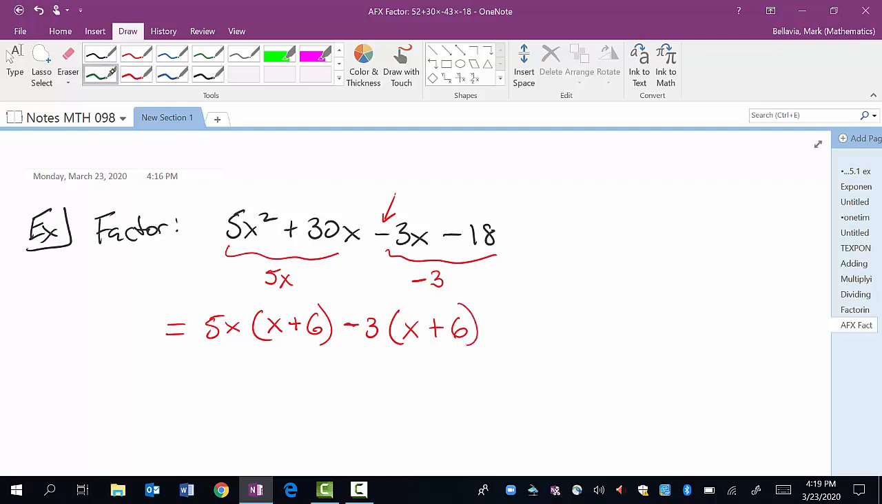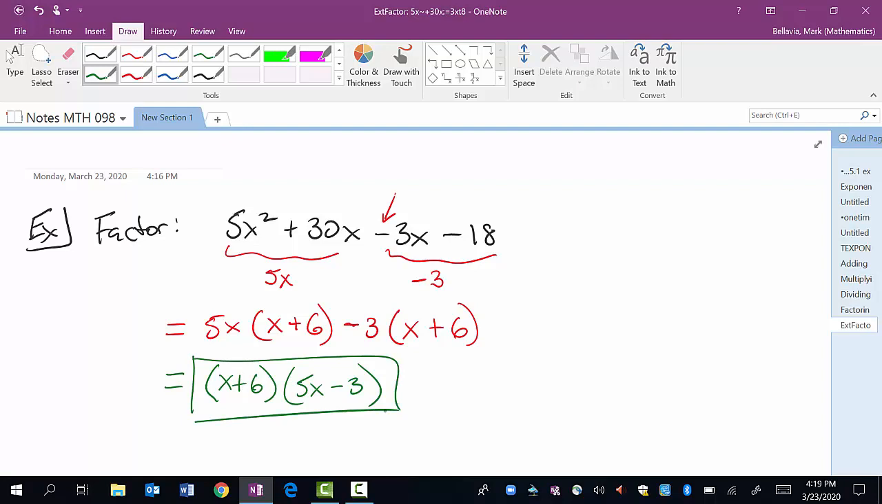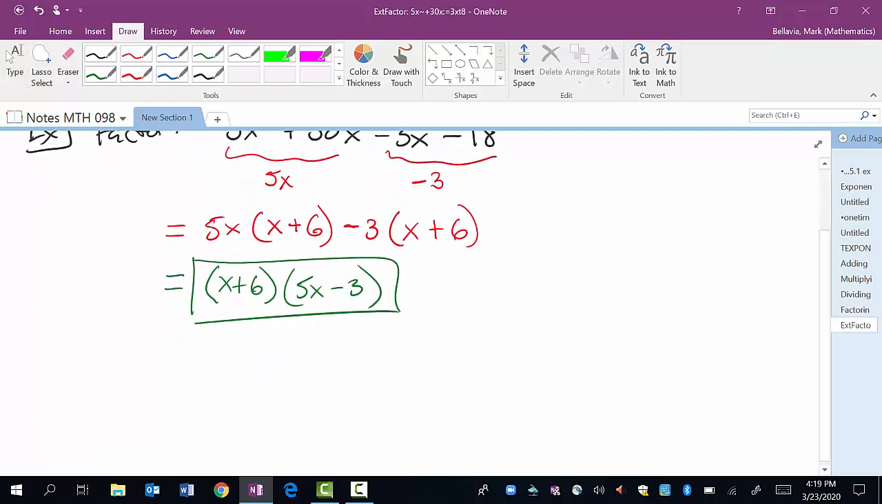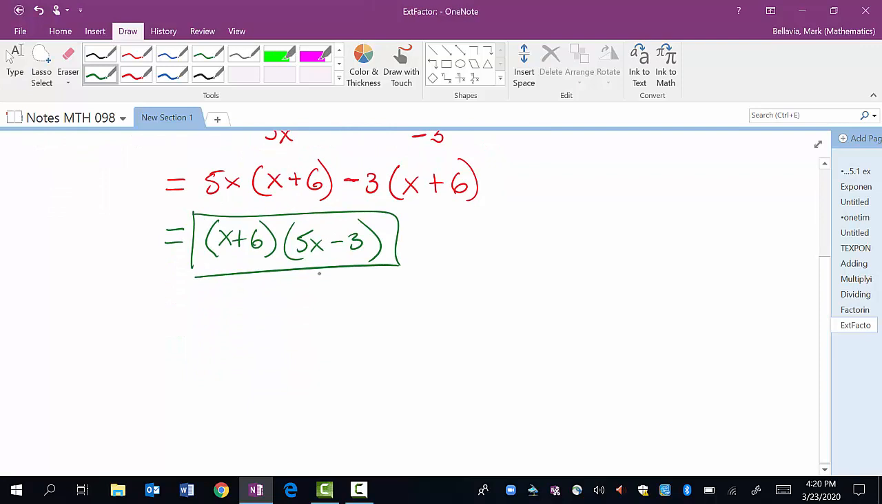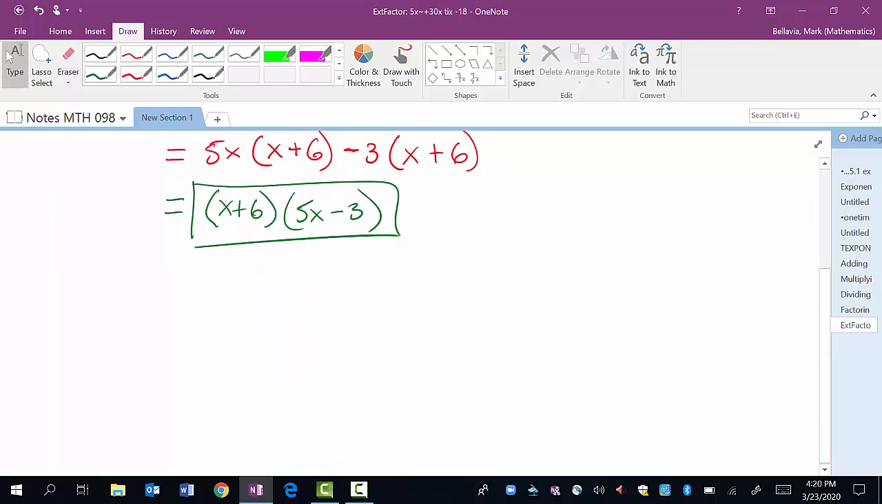Now, once you're here, remember when you're factoring by grouping, you're looking for a GCF to both terms. Remember, this is all one term, this is all one term. You want to find what they have in common. They have x plus 6 in common, and then whatever's left over from the front of each of them. In other words, when you factor out x plus 6, what's left over here? Well, just 5x. When I factor out x plus 6 from here, what's left over? Just negative 3. And we're left with a product at the end. X plus 6 times 5x minus 3. All right, make sure you have parentheses around both of those because you're multiplying them.